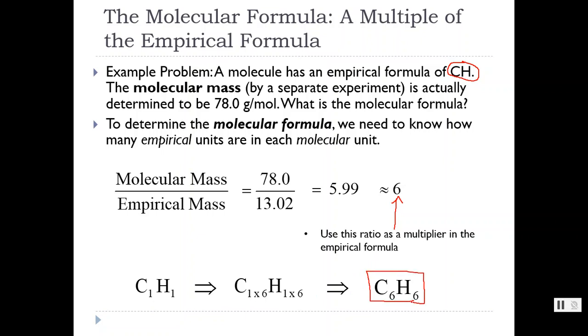C6H6. One way you can check yourself with these problems is once you get that molecular formula, calculate its molar mass using the periodic table. And you should get the molar mass or the molecular mass that's given to you in the problem, which in this case is 78.0 grams per mole. So that's how you find the molecular formula from the empirical formula.